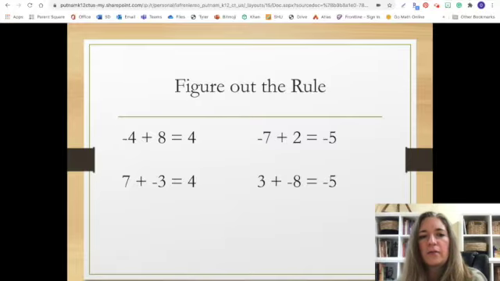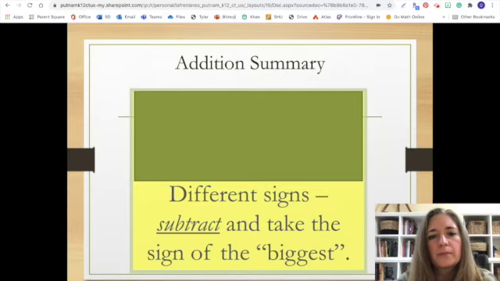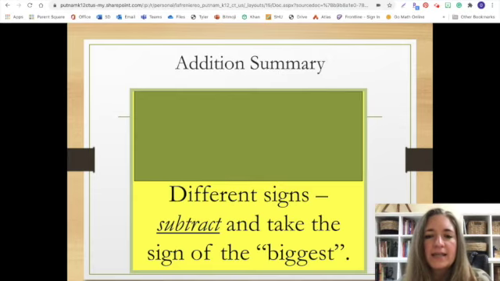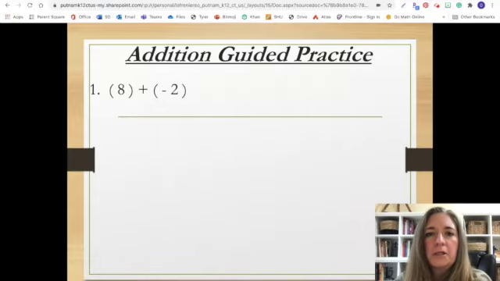So here's a couple of the problems we've done. I'm going to ask you on Edpuzzle a couple questions to have you think about what the rule might be. So based on those answers, here's the big takeaway: when you are adding, if your signs are different, you're going to subtract and take the sign of the biggest number. We're going to look at when the signs are the same. Actually, no, we're first going to practice some. So try these.